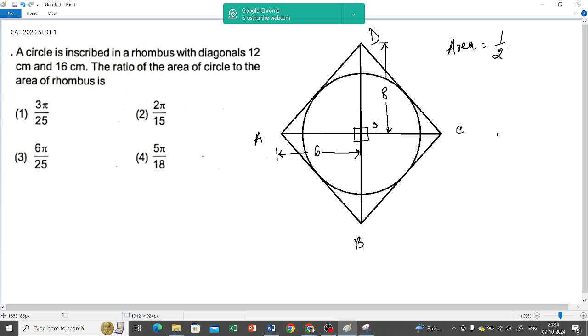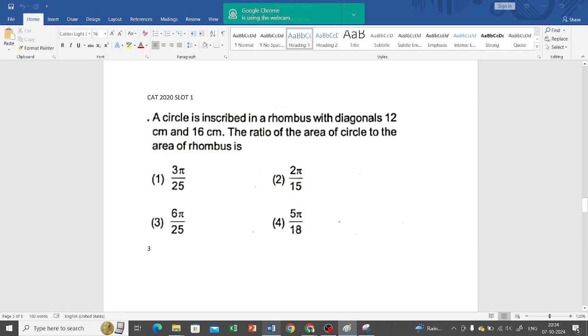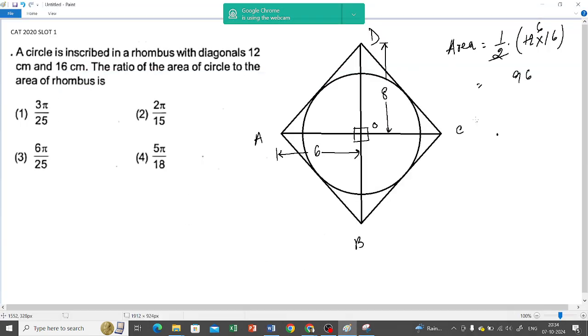Half into product of diagonals. Half into product of diagonals. So 96. Okay, now we have to calculate the area of this circle.